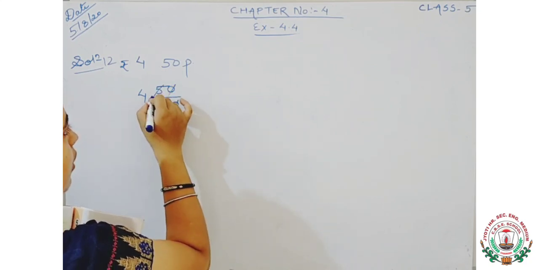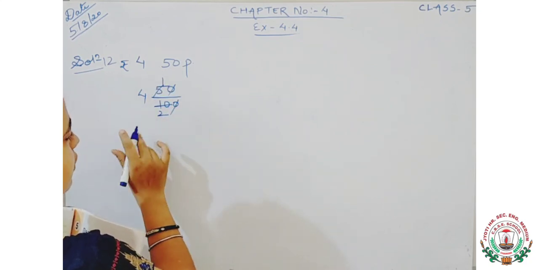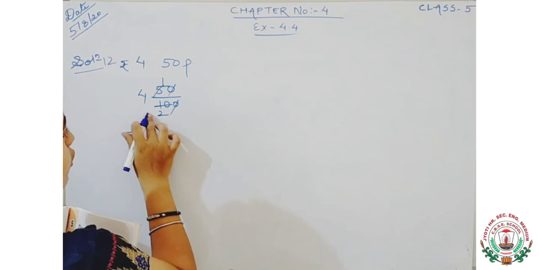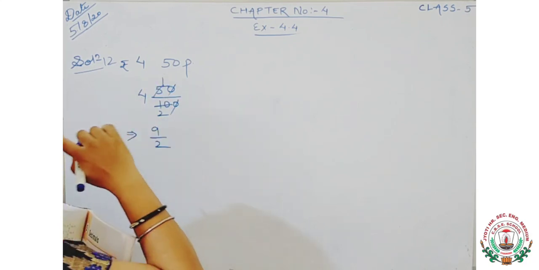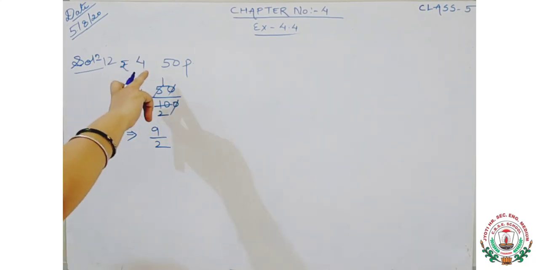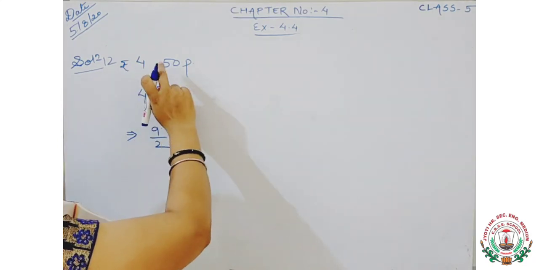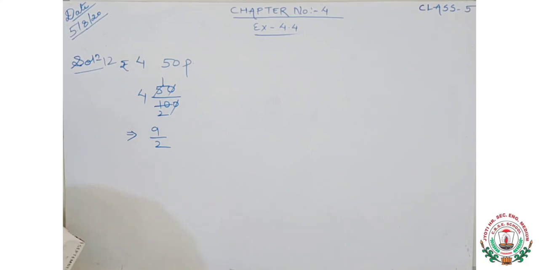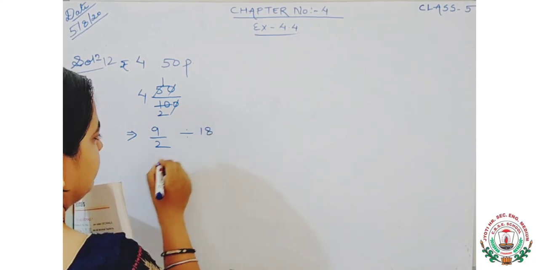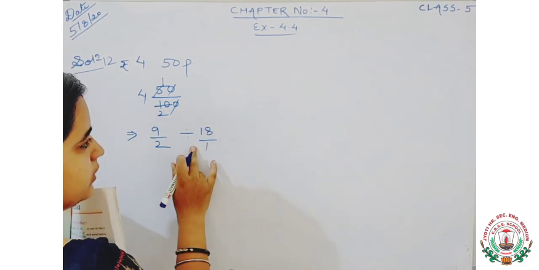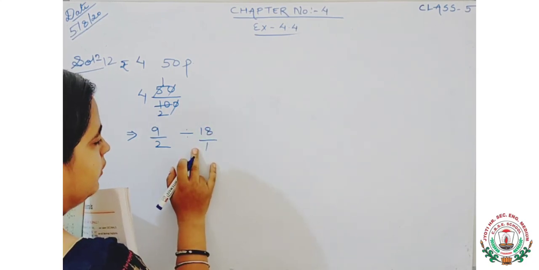0 0 cancel out. 5 ones are 5, 5 twos are 10. So what is left out here? 2 fours are 8. 8 plus 1 is 9 upon 2. This becomes a fraction of rupees for 4 and 50 paise. Now you have to change it into a fraction of rupees 18. So how will we convert? Divide by 18. Nothing is there in the denominator, so we will write 1 here.